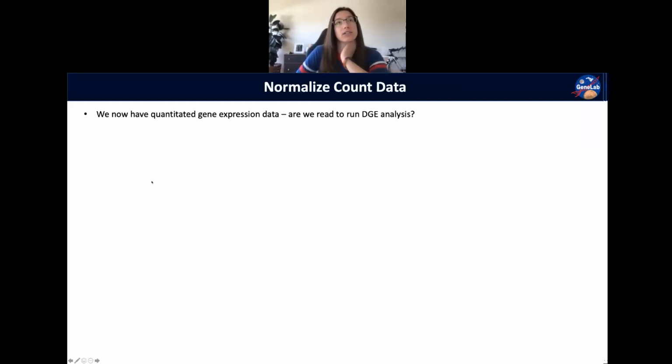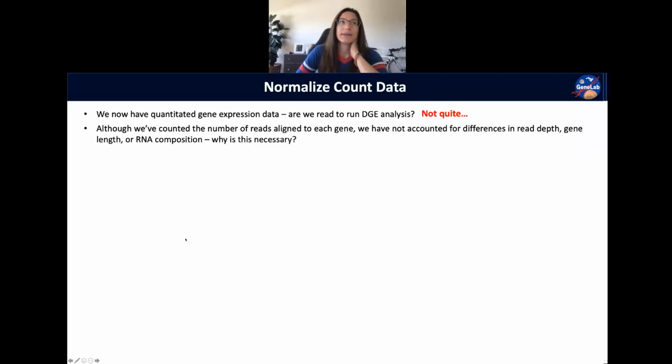So we now have quantitative gene expression data. Are we ready to run differential expression analysis? I kind of already gave you this answer, so I'll just move it along. Not quite. Although we've counted the number of reads aligned to each gene, we have not accounted for differences in read depth, differences in gene length, or differences in RNA composition. So why do you guys think this is necessary? You can just give me a general answer if you want, as opposed to something specific.